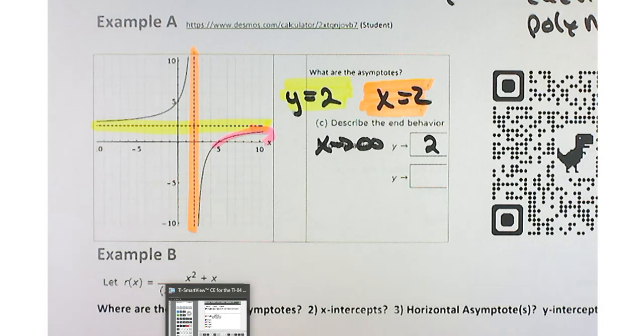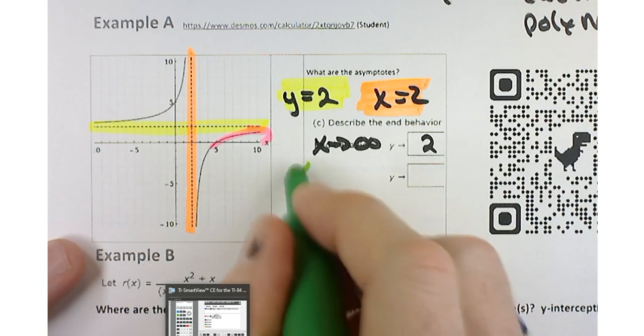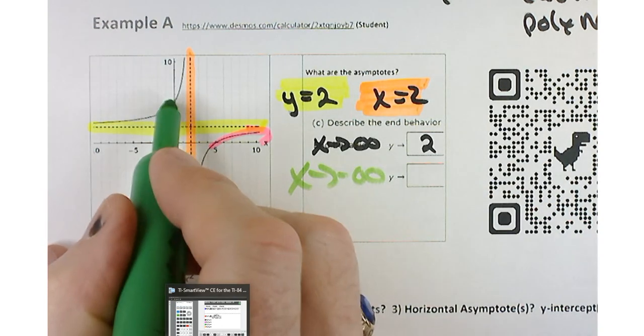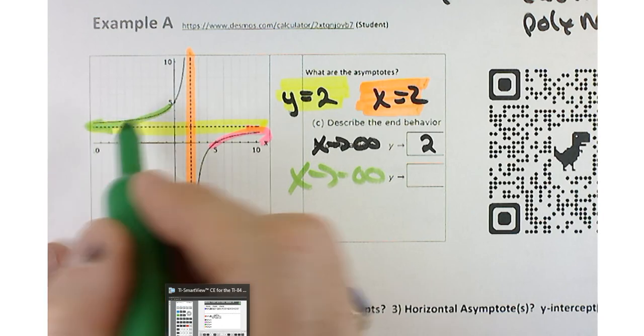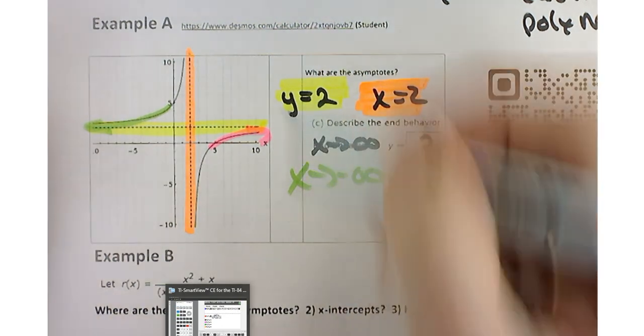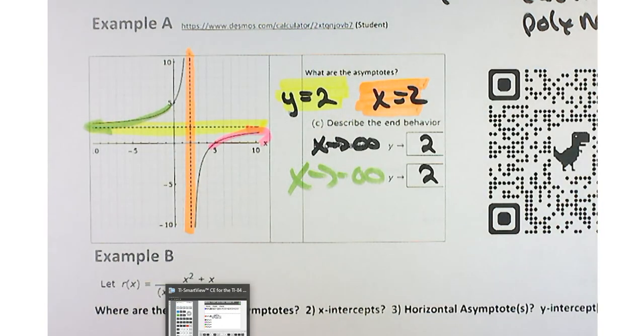What if we go in the opposite direction? What if x approaches negative infinity? So we're going out this way. Where does the y coordinate approach? Towards 2. Still 2 again. Now, these don't always have to be the same value, and maybe later during one of our review problems, we'll see a place where they're not. So this is just trying to establish some vocabulary here.